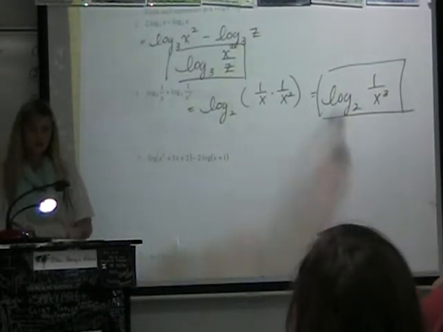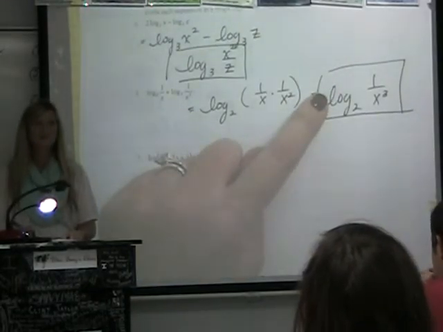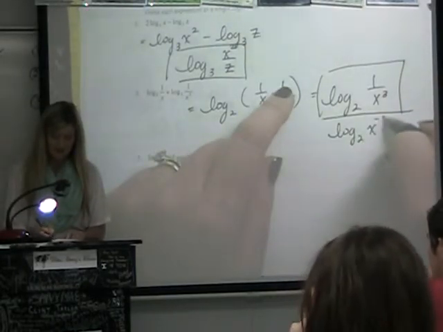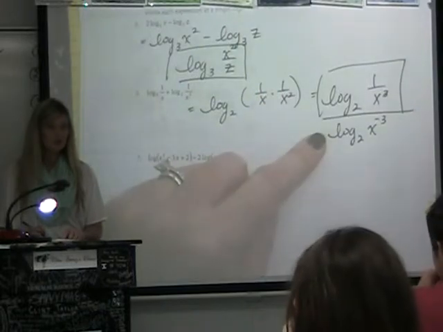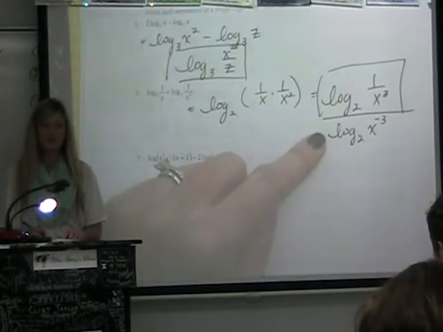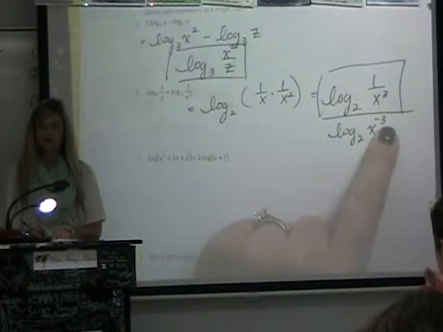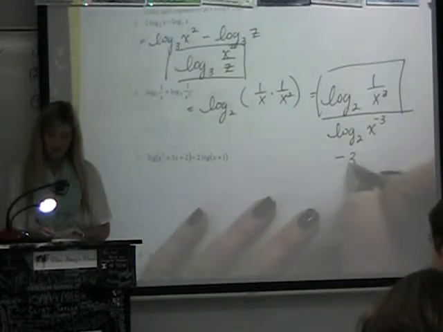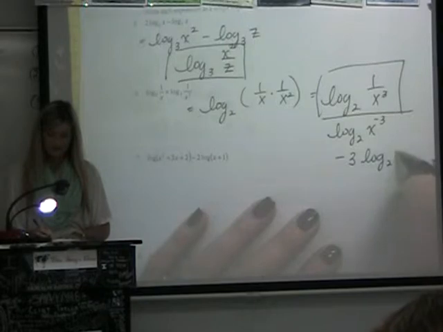What's another way you could write this? X to the negative 3. Yes, good. Log base 2 of x to the negative 3. That's another possibility. What's another possibility? What could we do with that negative 3? Pull it out to the front and just write it as negative 3 log base 2 of x.